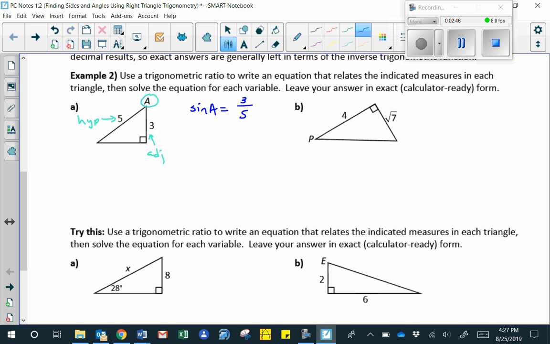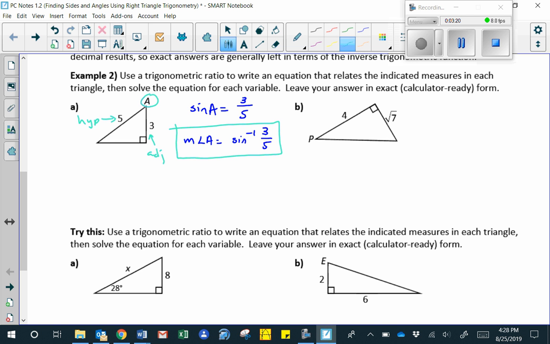A quick tip, whenever you're taking the sine, cosine, or tangent of anything, that anything that you're taking the sine, cosine, or tangent of must be an angle. Now, in order to isolate the measure of angle A, or undo that sine function, we're going to use an inverse sine function. So the measure of angle A is equal to the sine inverse of 3/5. There's our calculator-ready form.